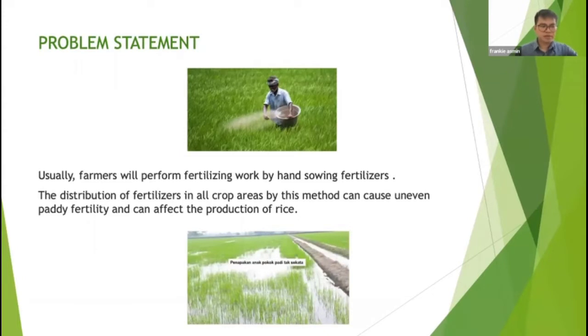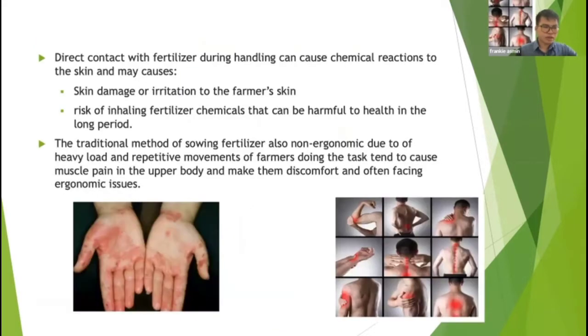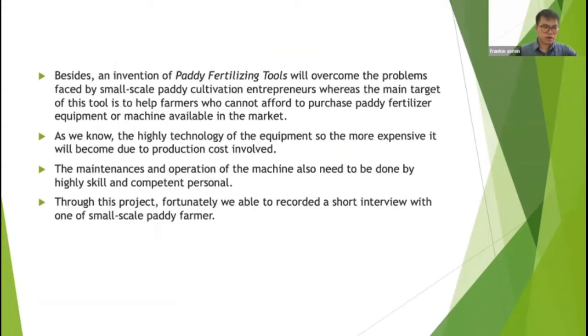Usually, farmers perform fertilizing work by the traditional method, which is by hand sowing fertilizer. It causes uneven paddy fertility and affects the production of rice. Direct contact with fertilizer can cause skin irritation and risk of inhaling the fertilizer chemical. And also, the way the traditional method works is non-ergonomic.